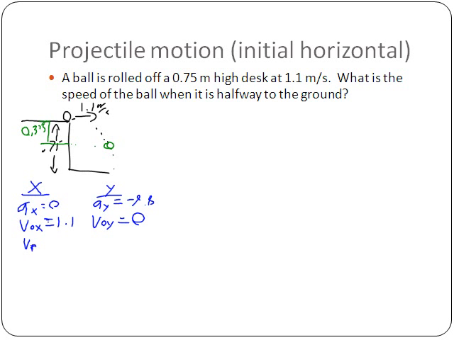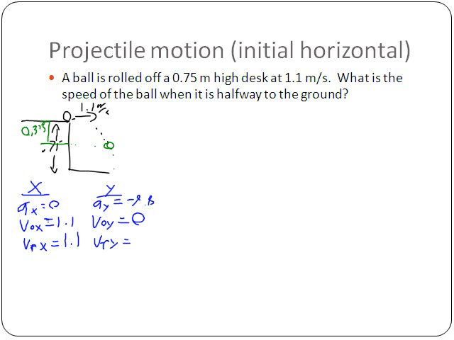This is not going to be the same as what it was before, because previously it went all the way to the ground. In this case, it's not going all the way to the ground. And so we can't necessarily say that these are going to be the same values as before. Now for x, since it's 0 acceleration and it starts off at 1.1, that one will be the same here. But it's not going to have the same Vfy as it did in the previous problem, because it's obviously going to be going faster when it reaches the ground than it was when it was only halfway to the ground. So that's what we've got there.